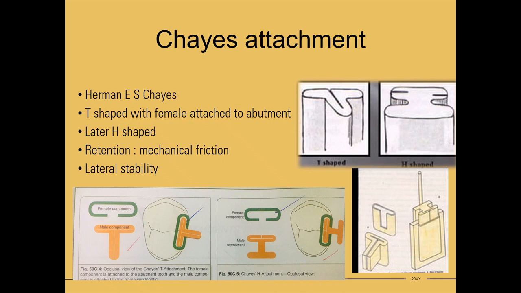Here you can see this is the T-shaped male component, this is the female component, and this is the modified H-shaped one. The main principle was mechanical friction, which provided the primary retentive factor, and the contact with the walls of the receptacle provided the lateral stability to the prosthesis. The H-shaped male component had more contact area and was more advantageous.